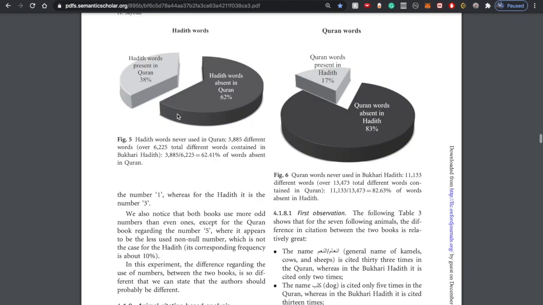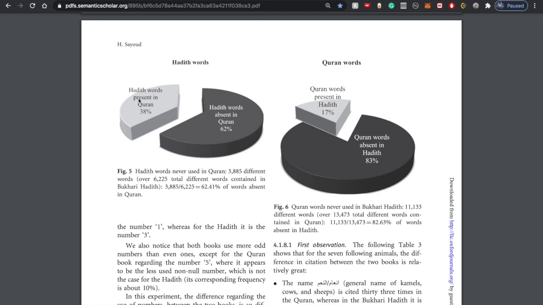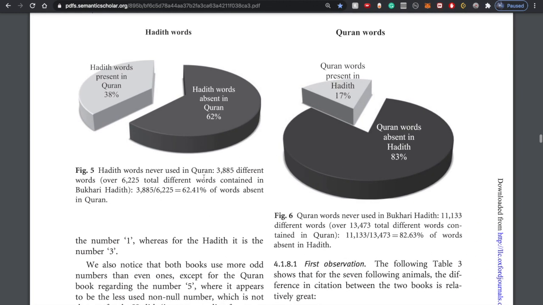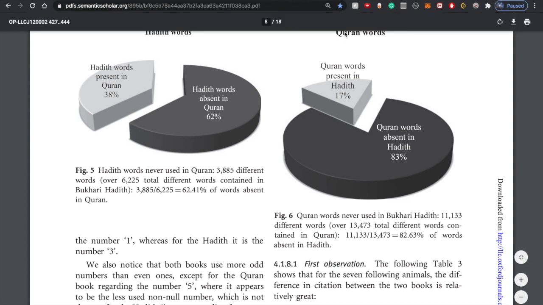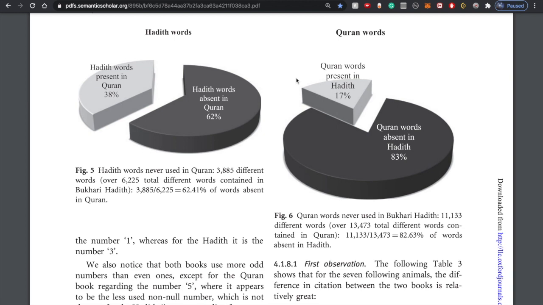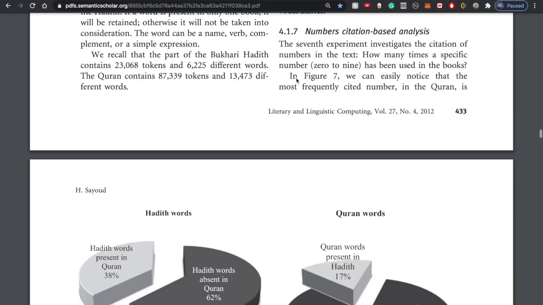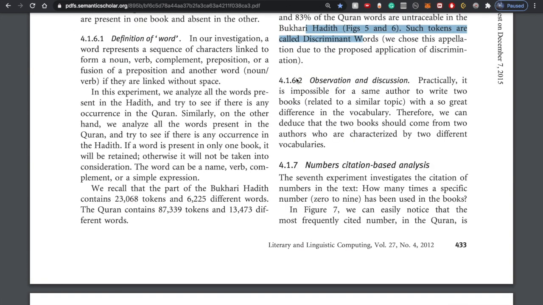So here they have a diagram. So Hadith words present in the Quran are 38%, and then Hadith words absent in the Quran are 62% when they were looking at their samples, or the Hadith that they chose, or I'm sure it's a large sample. And the Quran words present in Hadith are 17% versus the Quran words absent in Hadith 83%, right? So even if you're trying to imitate someone else, you don't get results like this. You think about how significant that is, right?